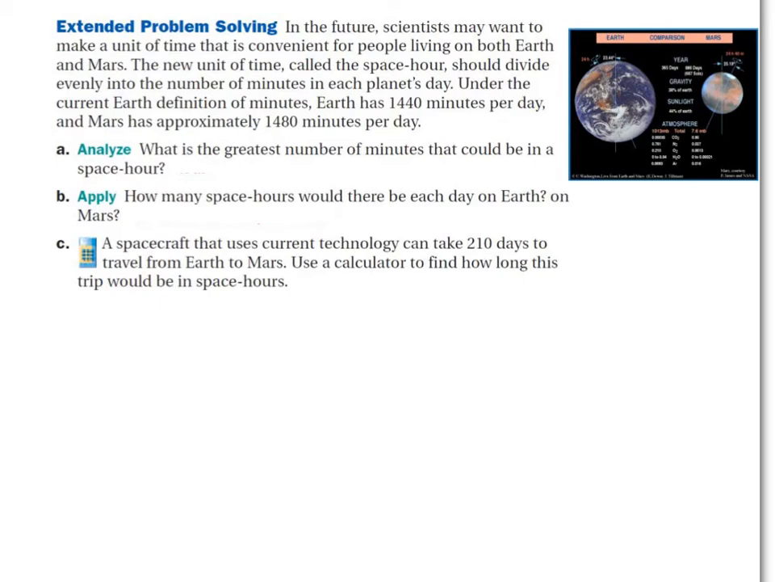The new unit of time, called the space hour, should divide evenly into the number of minutes in each planet's day. That is crucial information. Under the current Earth definition of minutes, Earth has 1,440 minutes per day, which is true. That's how many it has. And Mars has approximately 1,480 minutes a day. Wow, so they have a bit more than us. Not too much more, but a bit more.